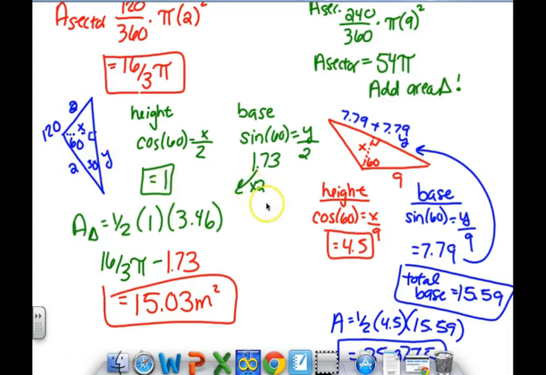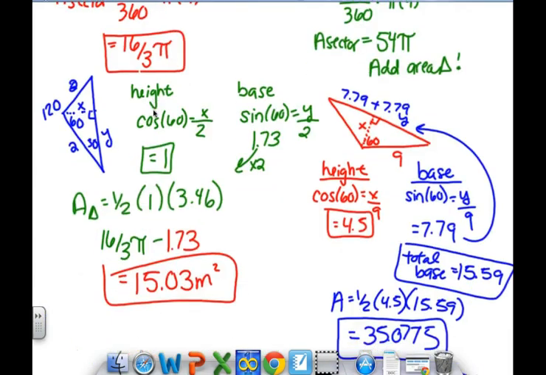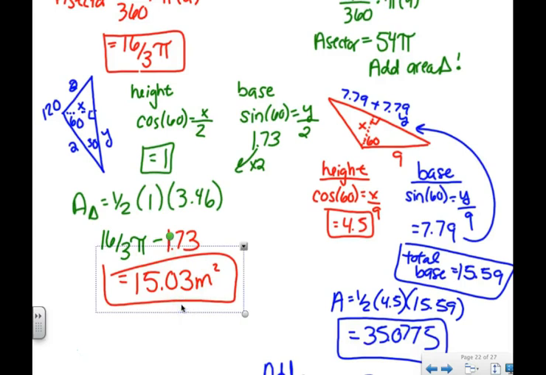The tricky part, which I forgot to do actually and had to go back, remember when you find the base, you only found half of the base. So if you want the whole entire base, you're going to have to double what you got. So I had 1.73 for part of the base, double it, and got 3.46. So then you can find the area of the triangle, which is 1/2 of the base and the height, and you should have gotten 1.73. So then I say my area of my sector, and I'm going to subtract the area of my triangle to get my final answer of 15.03 meters squared.